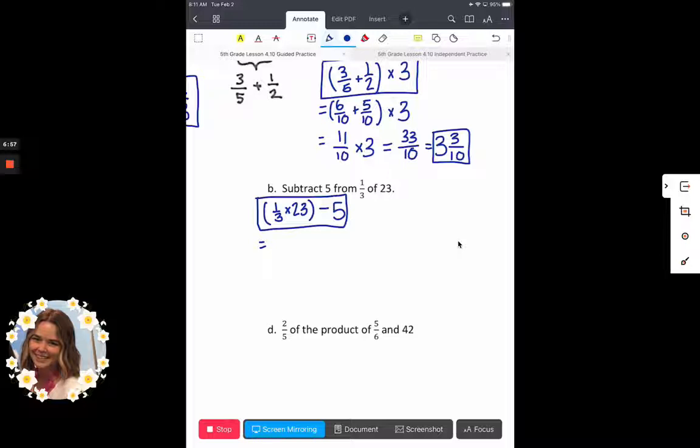So now we're going to solve. So 1/3 times 23, we're left with 23/3 minus 5, which is also equal to 7 2/3 minus 5. Right, because 3 into 23, we can get that 7 times, and that gives us 21. We're left with 2/3 left over. And when we subtract, we have 2 2/3 left.